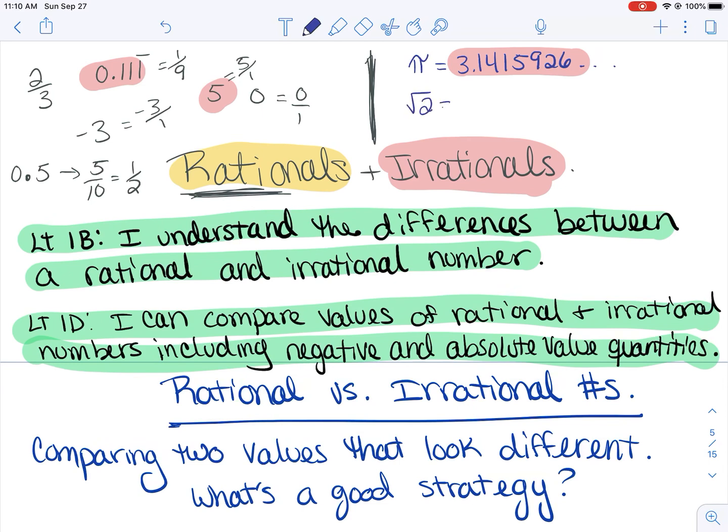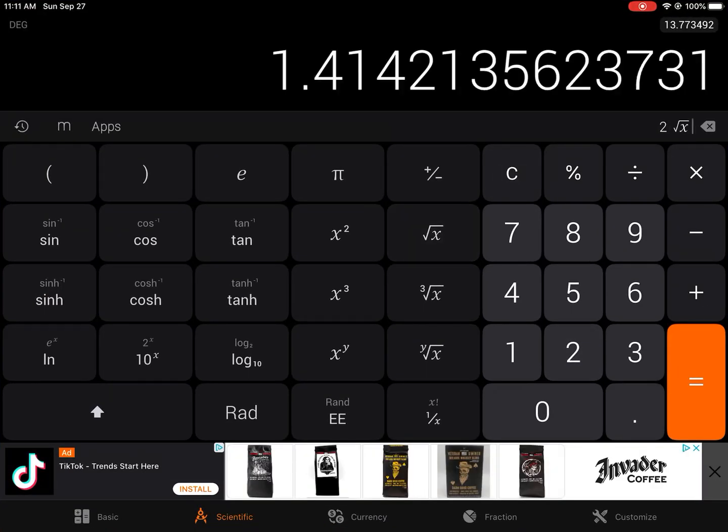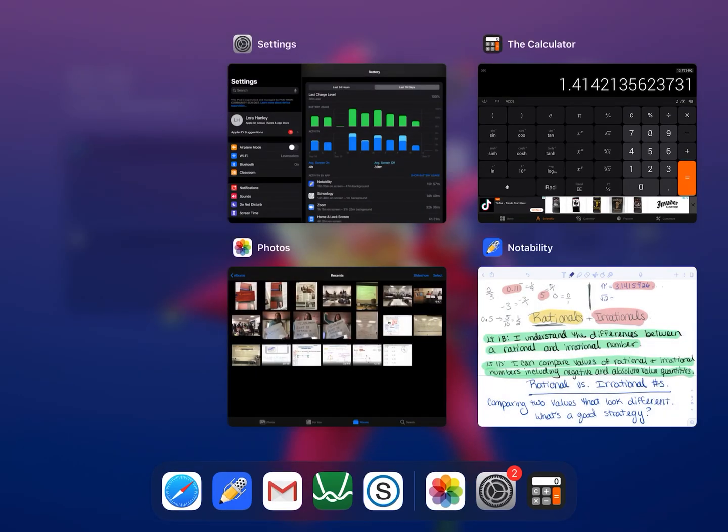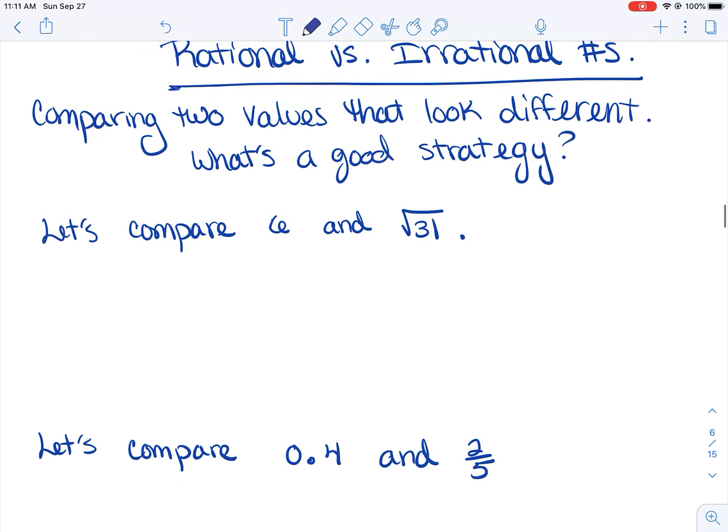Another really famous one is the square root of 2. If you get into higher math, we use that a lot as an example of an irrational number. If you want to know what the decimal version of that is, go to your calculator and do 2 and then the square root button. Look at that decimal, 1.4142135, and so on. That is not a rational number. So anything that doesn't repeat or doesn't terminate, it doesn't stop, has to be irrational.